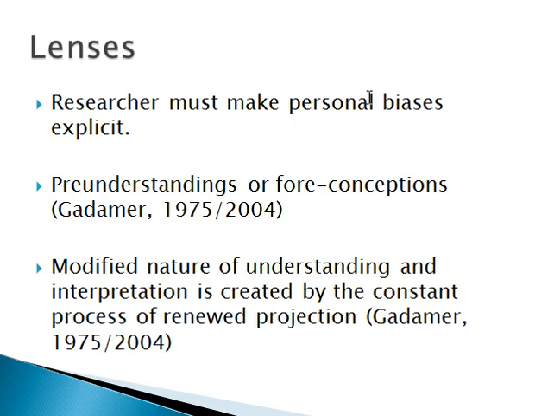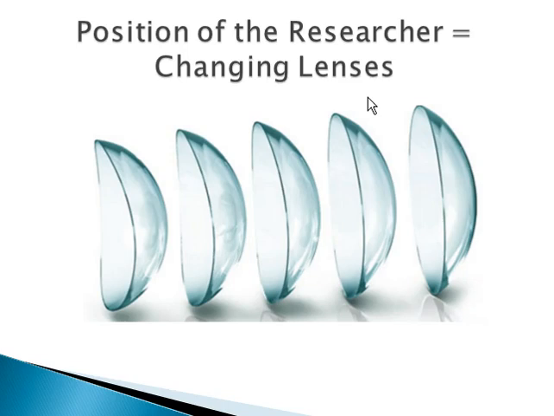So these lenses that I'm talking about are these pre-understandings. You come in with certain biases and judgments. Gadamer calls them foreconceptions, pre-understandings. And you modify the nature of understanding and interpretation by this constant process of interpretation, or renewed projection, Gadamer calls it. This happens through each lens, through looking through your biases, through looking through your understandings, instead of trying to suspend them. Now you can see that this would be your position as the researcher, of these lenses that you're looking through in order to get at the phenomenon at the end.